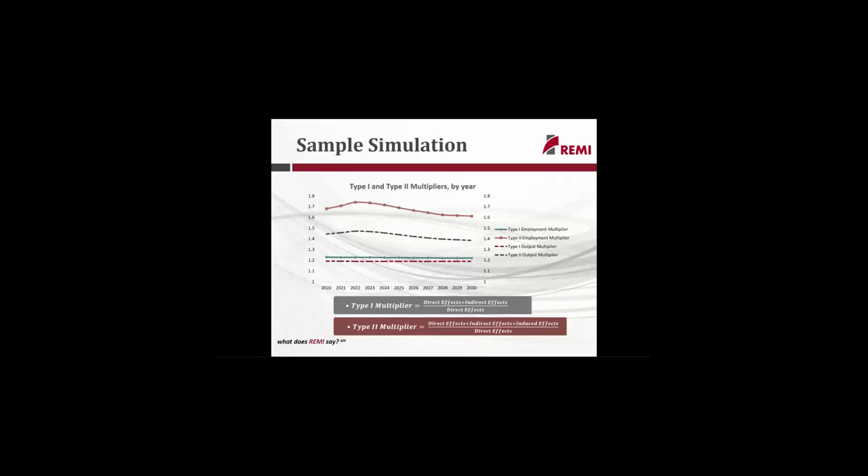The chart above shows the type 1 and type 2 employment and output multipliers by year. And we can see the curves for the type 1 multiplier are relatively flat. However, the curves for the type 2 multipliers have some ups and downs because we include induced effects in the type 2 multiplier, which account for consumer and government behaviors. So these factors can be more volatile.